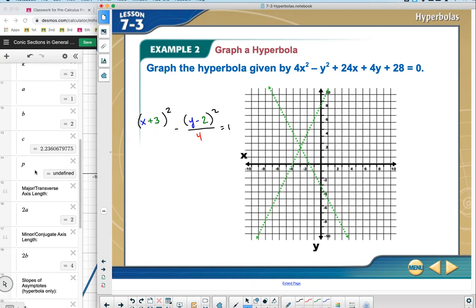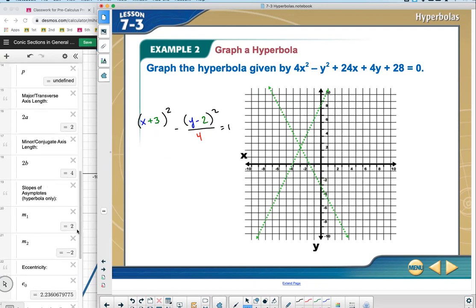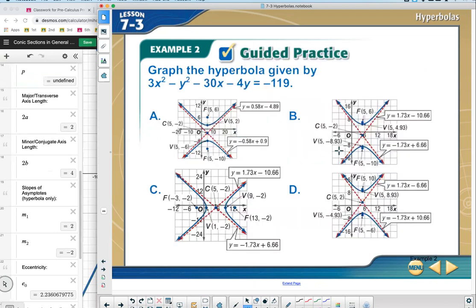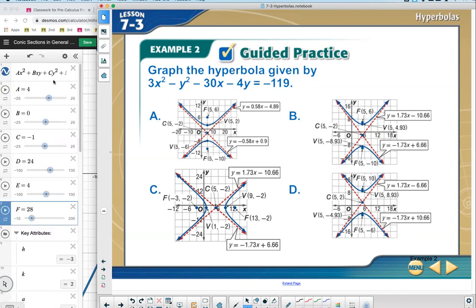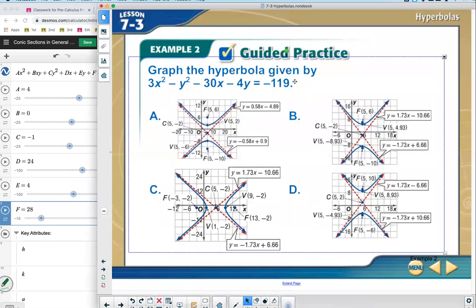I do have other values as well. This will tell you your transverse axis, because it's a hyperbola, conjugate axis, and the slopes, plus and minus 2 for my asymptotes, which is just what I had there, plus and minus 2. So all that is on that calculator. So you can use whichever technique you like. Do a graph, example 2. If you're going to use my calculator, make sure you cannot have this equal to -119. You need to set your value as being equal to 0. So I'll give you that as a FYI. But all these pieces of information should be on my calculator.